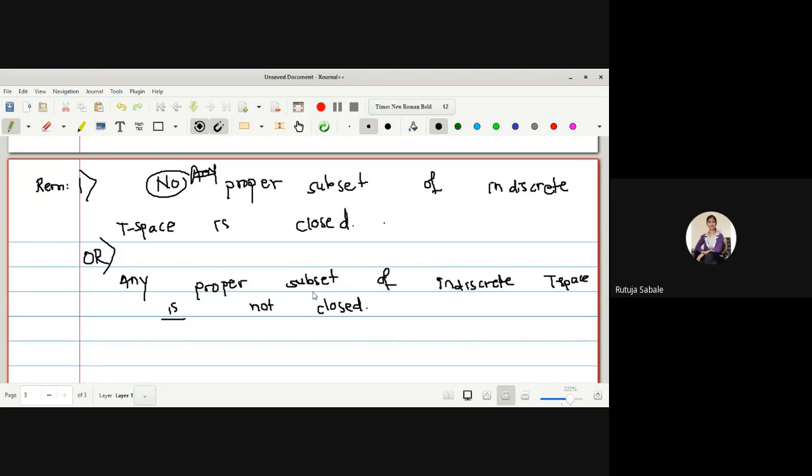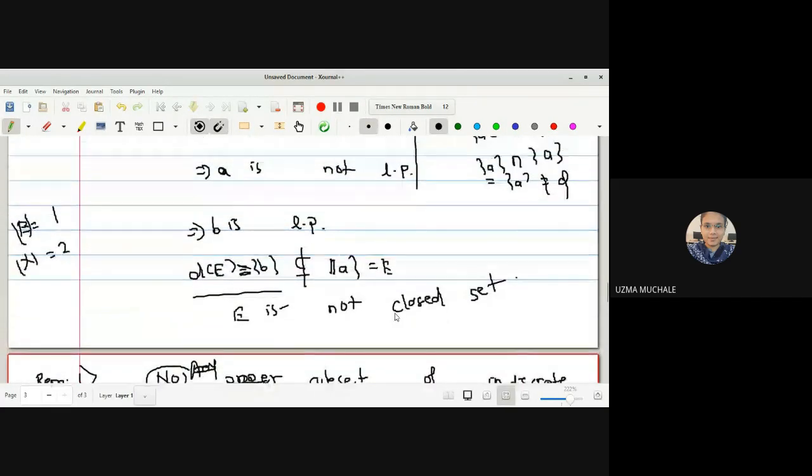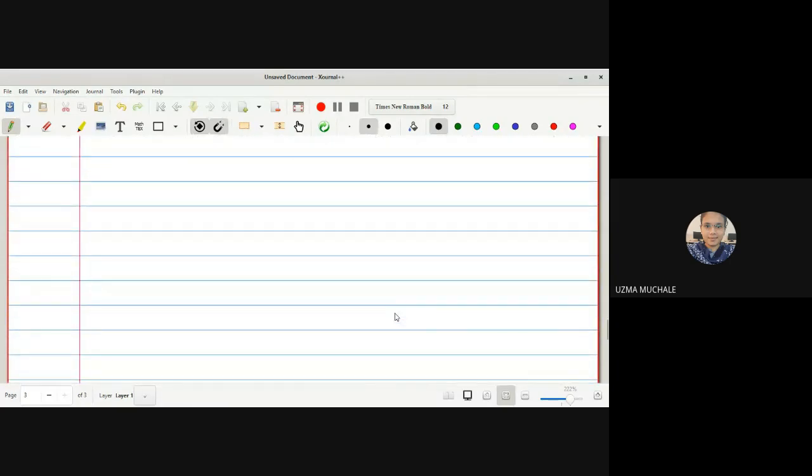If you take any proper subset of an indiscrete T space, it is not closed. No proper subset, and it is closed; here, if you write the statement as any proper subset, then it will not be closed. Okay, so the same statement we can write in two different ways, so it will be helpful for you in the MCQ examinations, right? So you have to remember this statement: if you have an indiscrete space and take any proper subset, it is not closed.